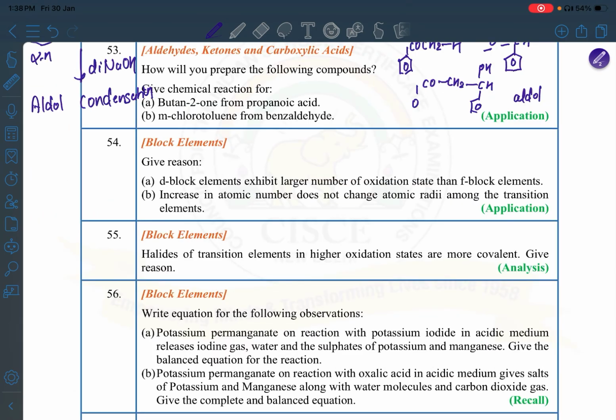Then question number 54: d-block elements exhibit a larger number of oxidation states than f-block elements. The reason is that the energy gap in the d orbitals is not much, so they can easily lose more electrons and give multiple oxidation states. But there is a large energy gap in the f-block, which is why they do not have as many oxidation states.